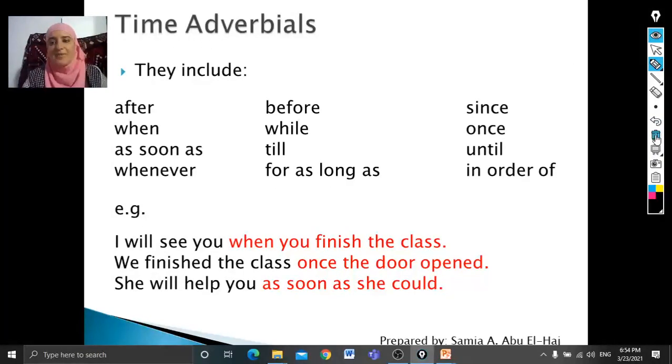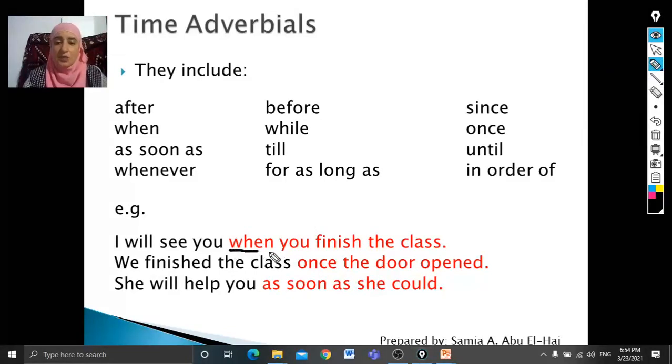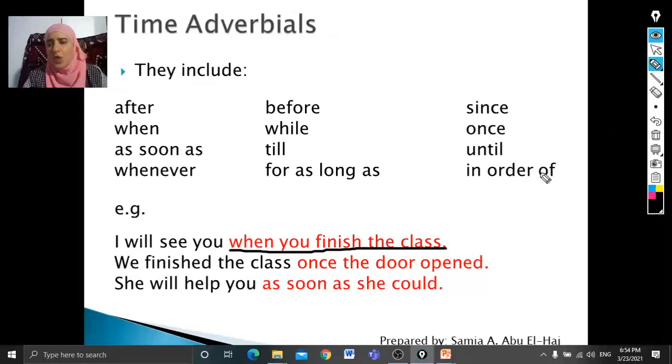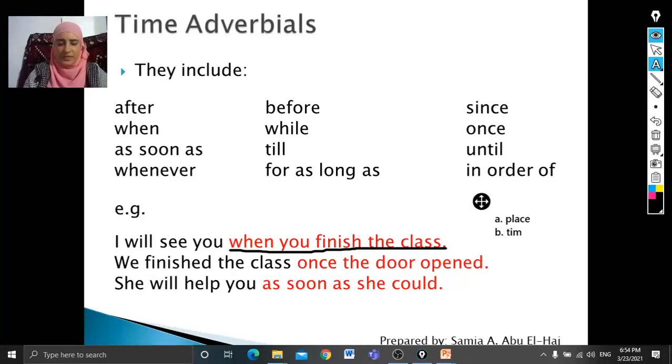Or maybe in the exam you have a sentence like, for example, I will see you when you finish the class, and you have a line under when you finish the class, and they ask you, what is the meaning of this sentence? Is the adverb an adverb of place, or is it adverb of time, or is it adverb of reason, or is it adverb of purpose, for example? So you have a line under when you finish the class, and they ask you what kind of adverb is it. Is it place or time or reason or purpose? Now, because we have when, it is time.